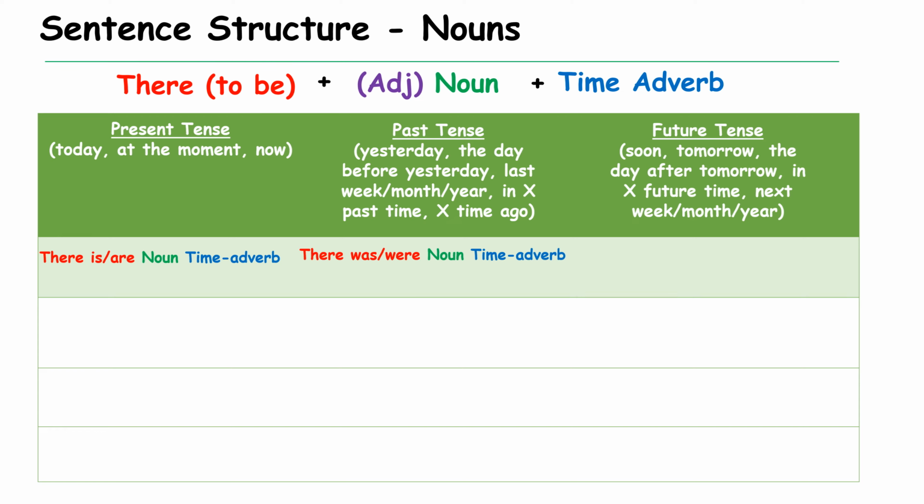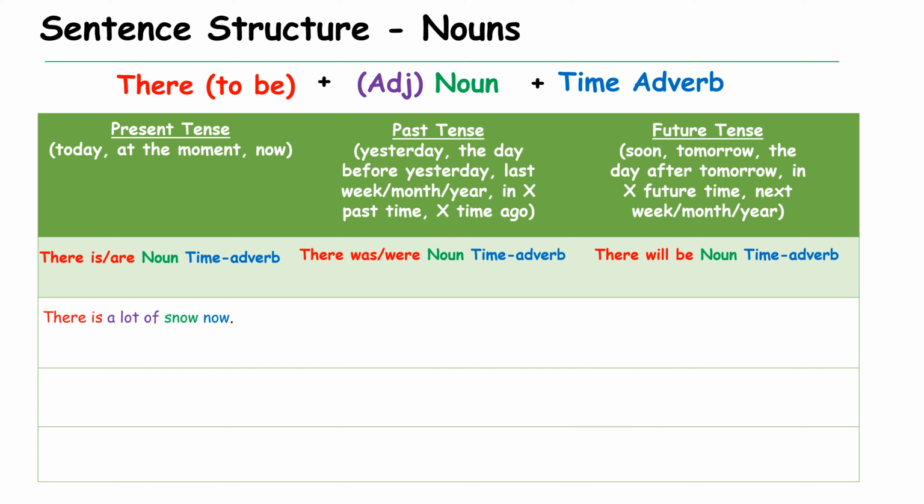And if you have time adverbs like soon, tomorrow, the day after tomorrow, in X future time, next week, next month, next year, it means you're referring to the future tense, and your sentence structure will be as follows: There will be, noun, time adverb. Let's look at it in a few examples.